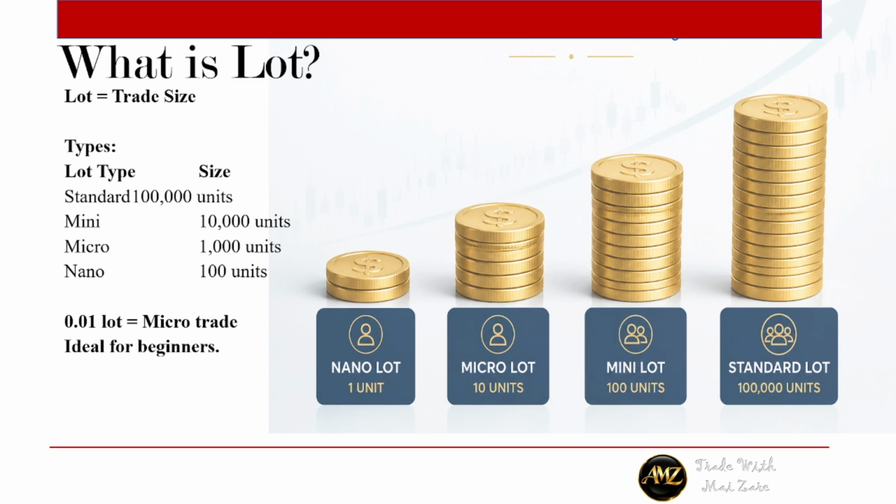Okay, let me not forget this. 0.1 lot size means one mini lot size. 0.4 means four mini lot size, and one lot size means 100,000 units of what you're buying or what you're selling. That's one standard lot size. Put this at the back of your mind. It's going to be useful in your trading journey.